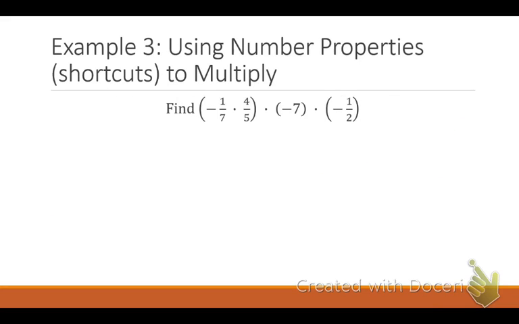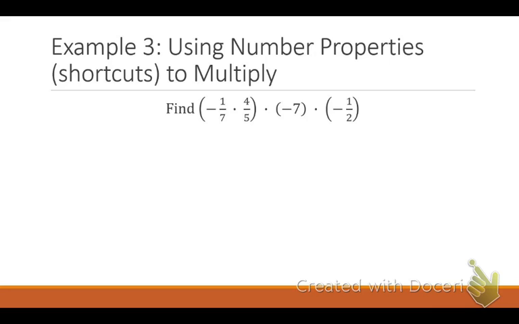All right, guys are doing well. Oh, my goodness. Okay, look at this one. Negative 1/7 times 4/5 times negative 7 times negative 1/2. You're going to have questions like these on your quiz and your test. And if you choose not to use your number properties, it can be a real pain, okay?